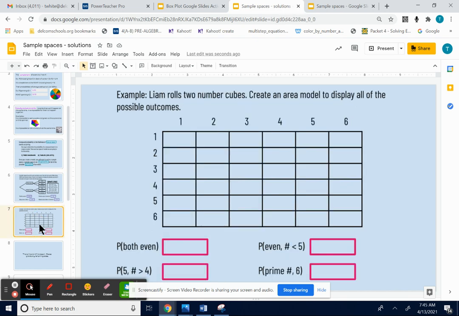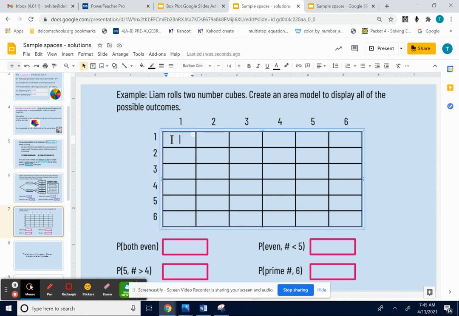Okay, Liam rolls 2 number cubes. Create a model to display all the outcomes. Okay, so 2 cubes, 2 dice. We could have a 1 and a 1, a 1 and a 2, a 1 and a 3, a 1 and a 4, a 1 and a 5, a 1 and a 6. I should have made this clear. Down the column, that's just the first dice. Along the top here, that's the second dice.